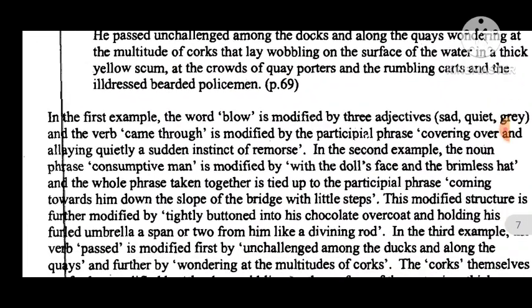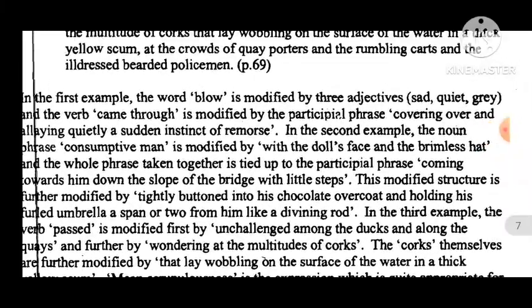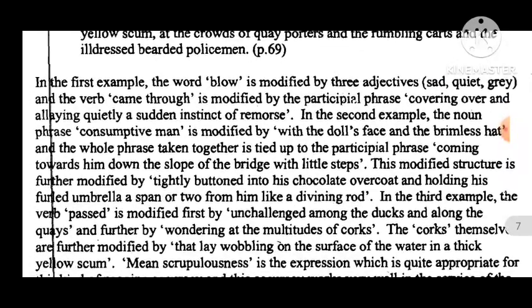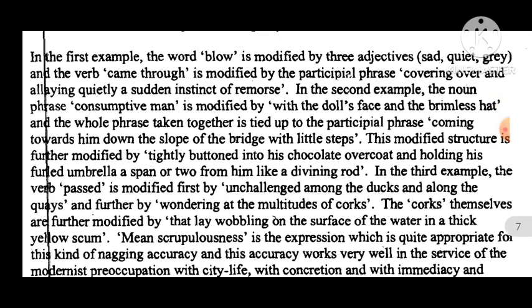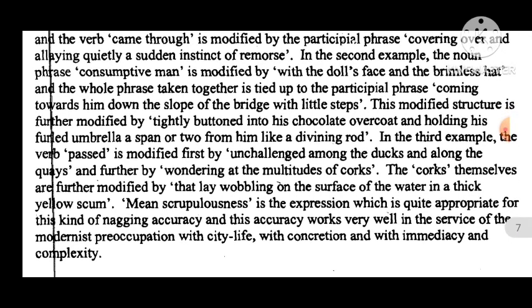In the first example, the word blow is modified by three adjectives: sad, quiet and grey. Already I have discussed that the verb came through is modified by the participle phrase covering over and allaying quietly a sudden instinct of remorse. In the second example, the noun phrase consumptive man is modified by with the doll's face and the brimless hat, and the whole phrase taken together is tied up to the participle phrase coming towards him down the slope of the breeze with little steps.